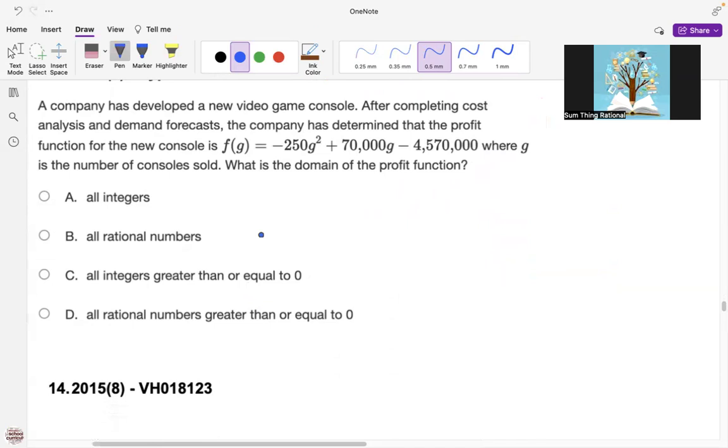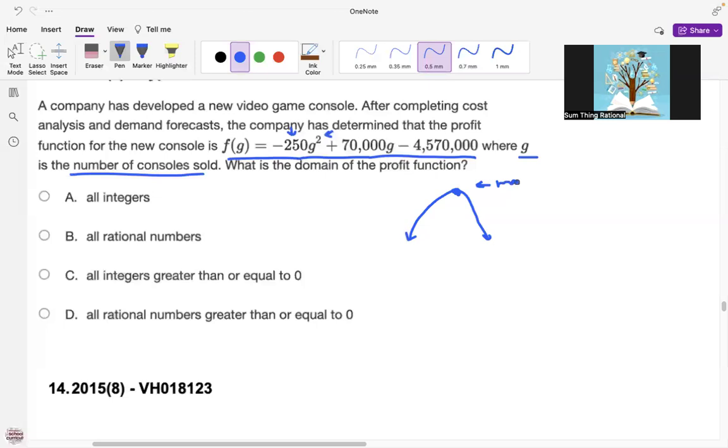There is a company developing a new video game console. After completing cost analysis and demand forecast, the company has determined the profit function, which they have given like this. As you see, the profit function depends on the number of consoles sold. It's a quadratic function, and we understand that because of the squared term here. And it's negative 250, so this quadratic function faces downward. It may have a maximum profit also, because that is the profit function.